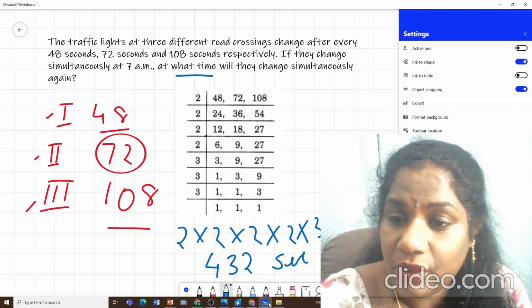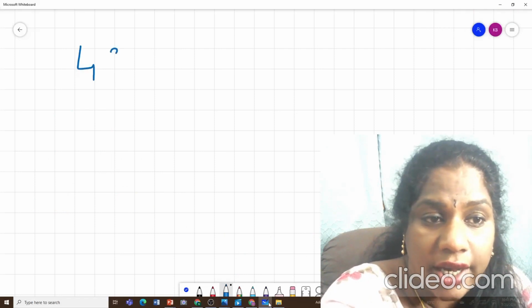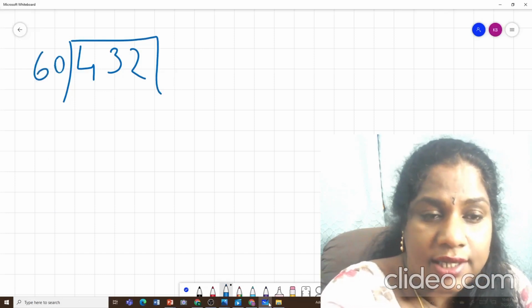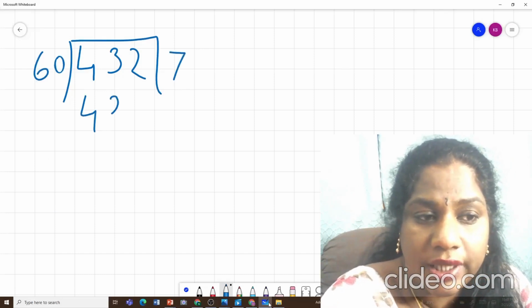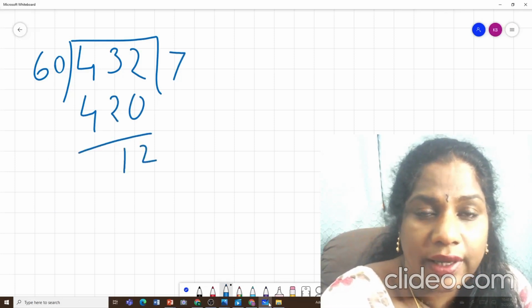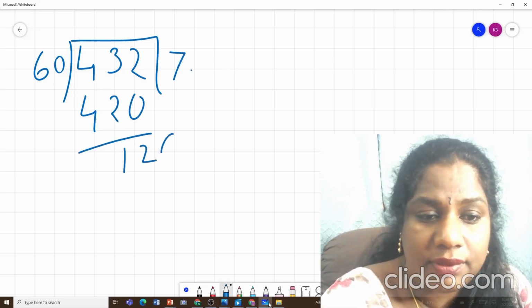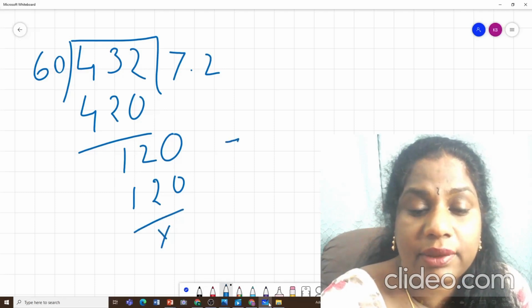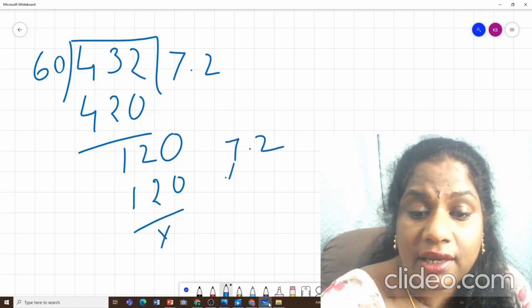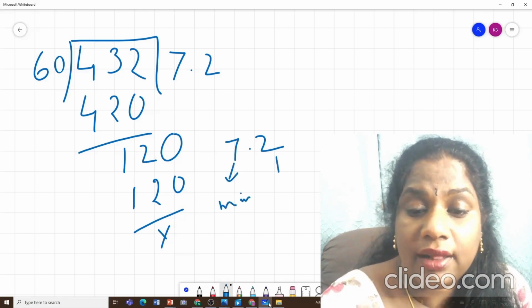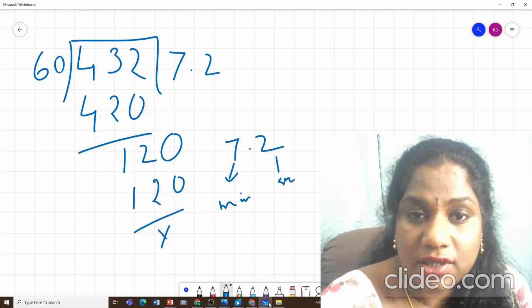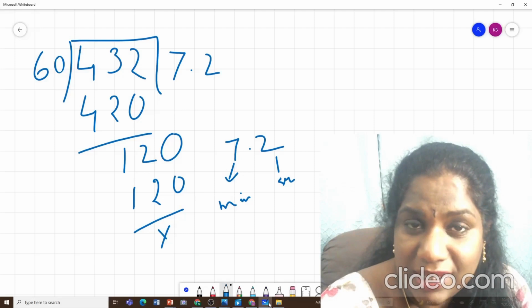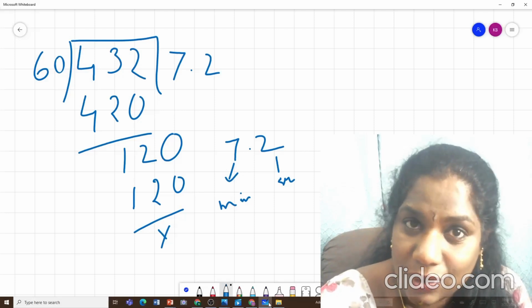So this 432 seconds, we have to change into minutes. So I'll divide that by 60. 60 into 7 is how much? 420. So you will get 12, but that will not go, so I'll put a decimal and give a 0. So 60 into 2, okay, I am getting 7.2. That means what? 7 minutes and 12 seconds, right? So 7 minutes 12 seconds past 7 a.m. there will be simultaneous changes in the 3 road crossings.